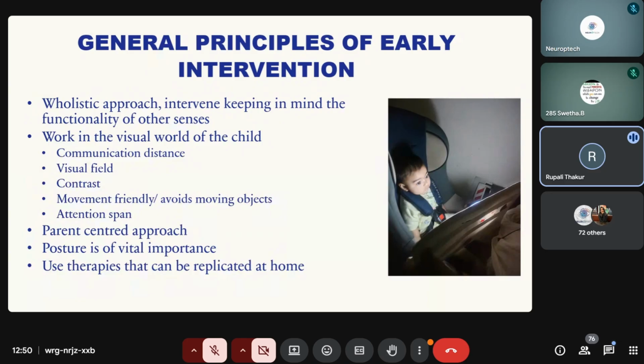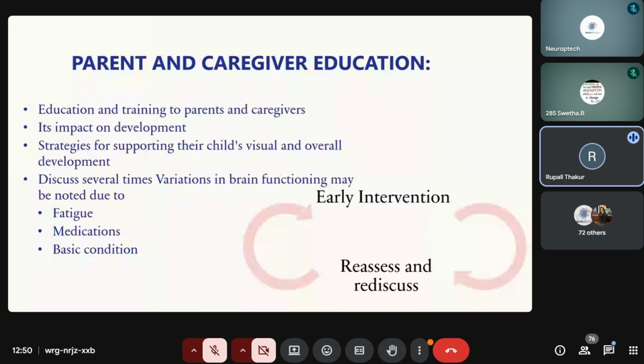Then parent and caregiver education is the most important part for these kids. Education and training for the parents and caregivers, and its impact on development also. Strategies for supporting their child's visual and overall development. Suppose the child is not able to sit, then you can tell them some posture therapy to do at home, because I am teaching them corner sitting, sitting with support, sitting with pillows. All this, and how they need to feed the child also, I need to teach them.